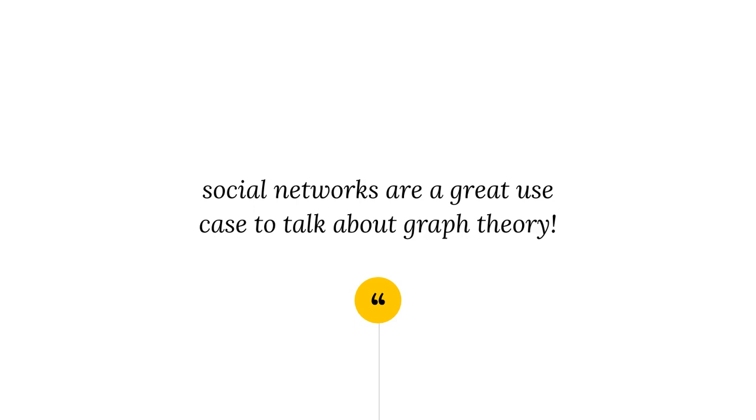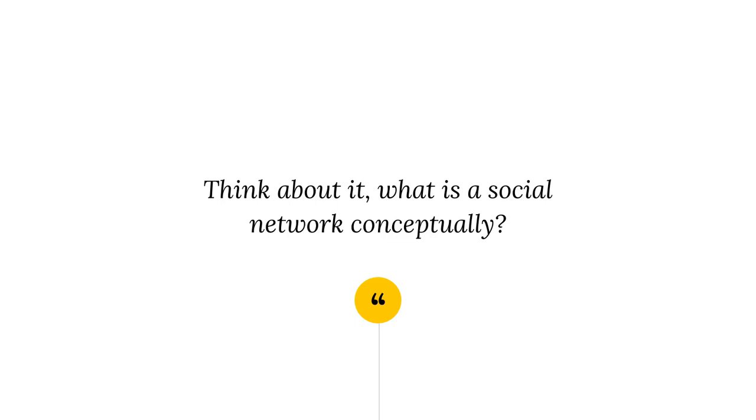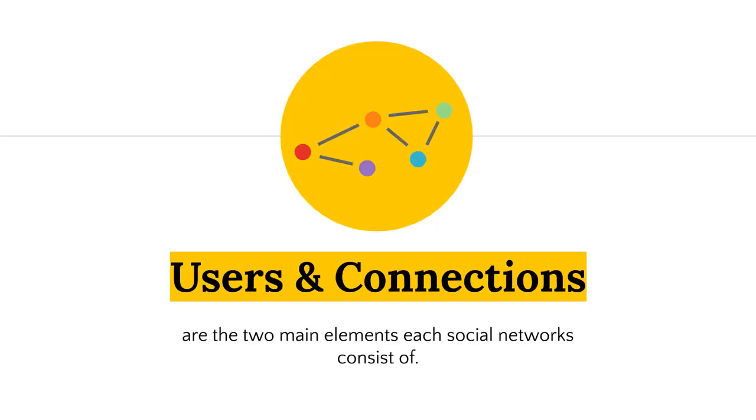At the end of this crash course, you will know how to design a data structure for a social network, and you will also have already started implementing a foundation. So let's start by thinking about what a social network is conceptually. In fact, it's mostly users and the connections between them. Let's elaborate on these two concepts a bit more.